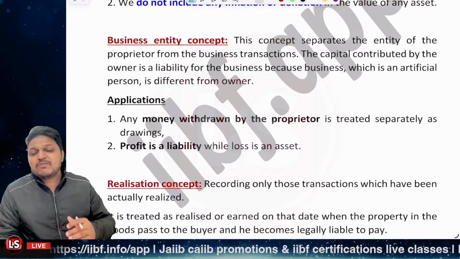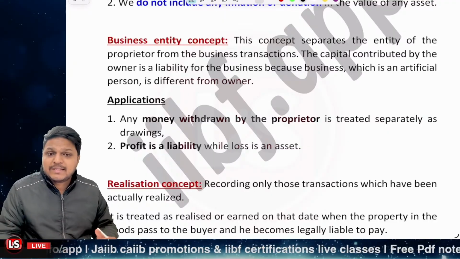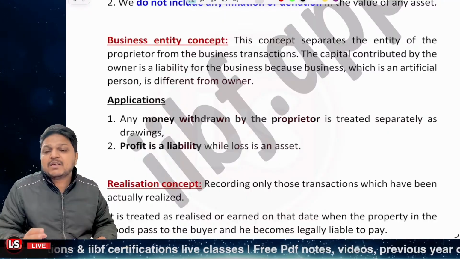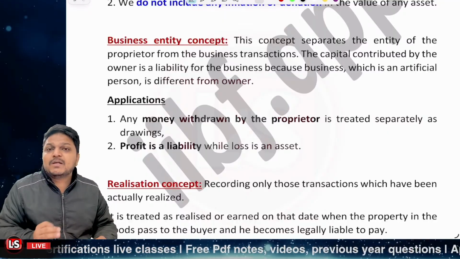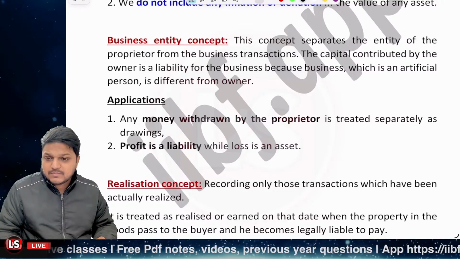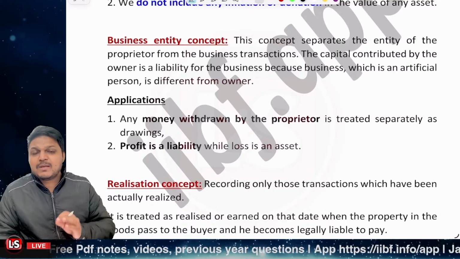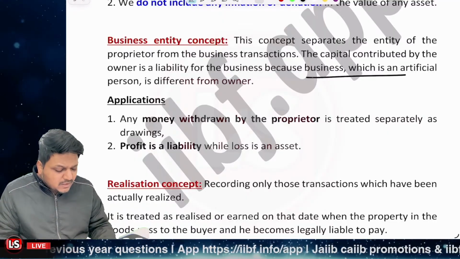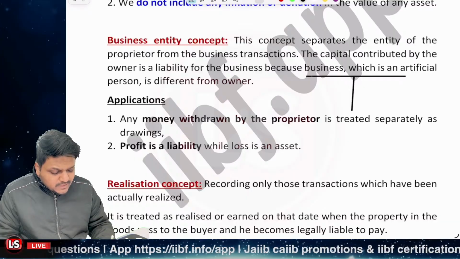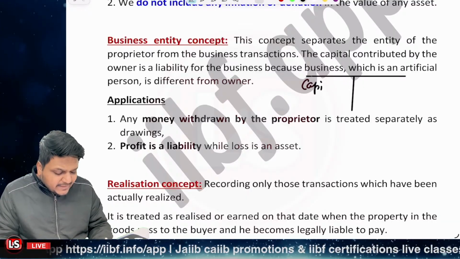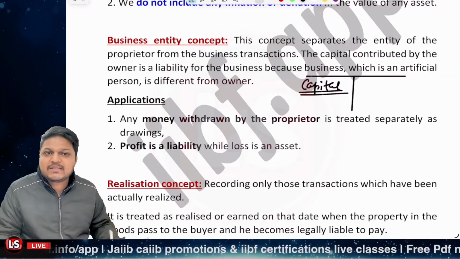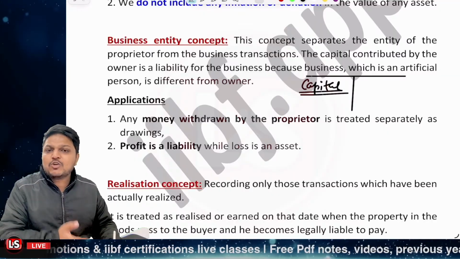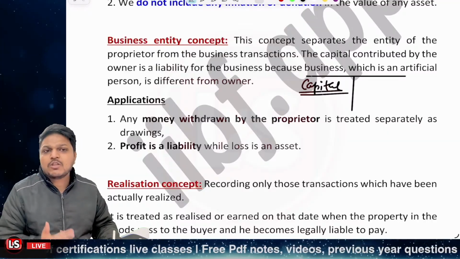Whatever money is withdrawn by the proprietor will be considered as drawings, and profit earned by the firm would be a liability on the firm. And if any loss is booked, that will be considered as an asset. You must have looked at the balance sheet, and when we learn it further, you'll notice that capital is on the liability side. It means that the capital contributed by the owner is a liability on the business.